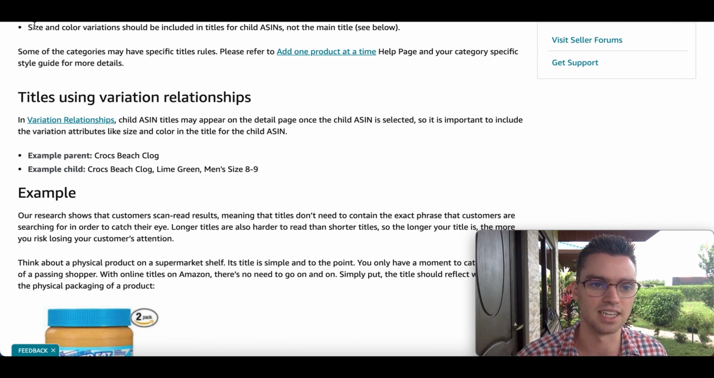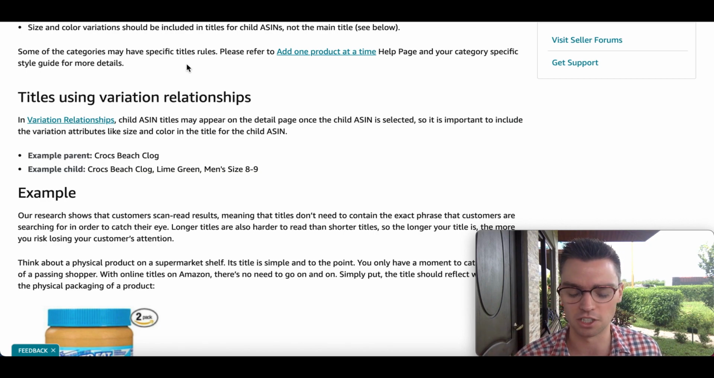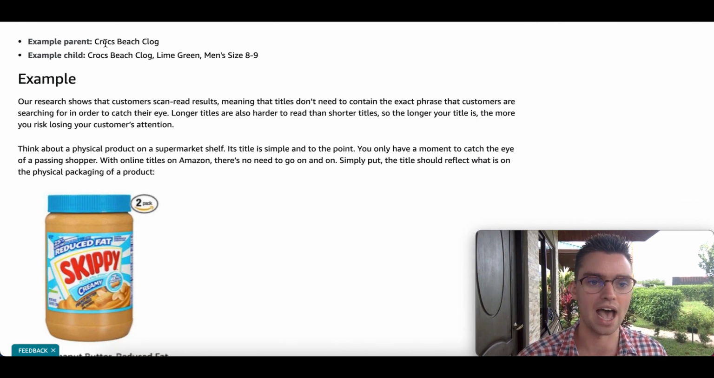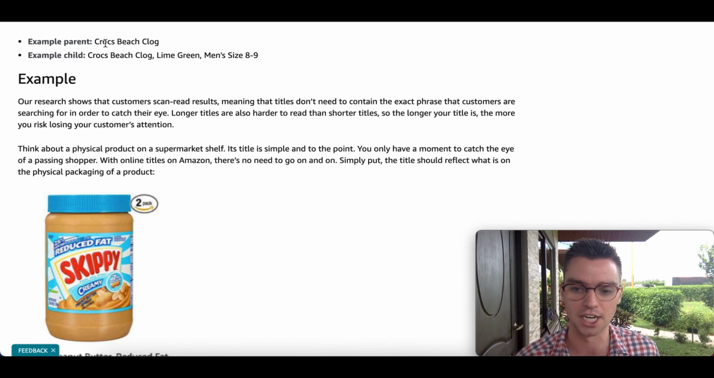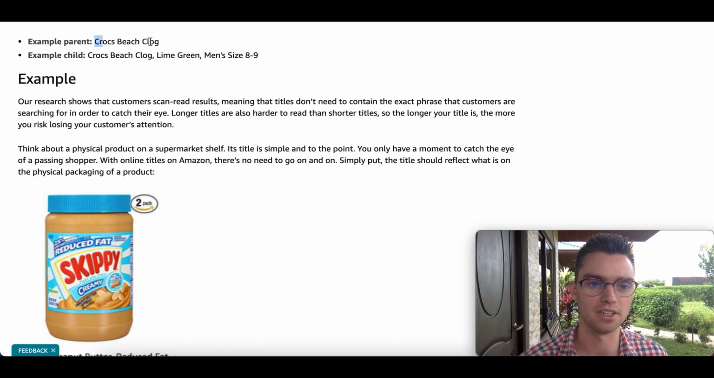And then lastly, size and color variations should be included. So if you have variations, let's say you're selling mugs, green mugs, purple mugs, or maybe in this case you're selling Crocs. You'll have your parent ASIN, and then you'll have your child ASINs underneath that. Each child ASIN represents a different variation, so a different color maybe. So your parent title could be something like this. Again, super short, but Crocs Beach Clog. And then your child could be Crocs Beach Clog, lime green, men's size 8 through 9. Your next variation would be Crocs Beach Clog, sky blue, men's size 8 through 9, etc. Okay, so including those unique identifiers would be in your child variations.